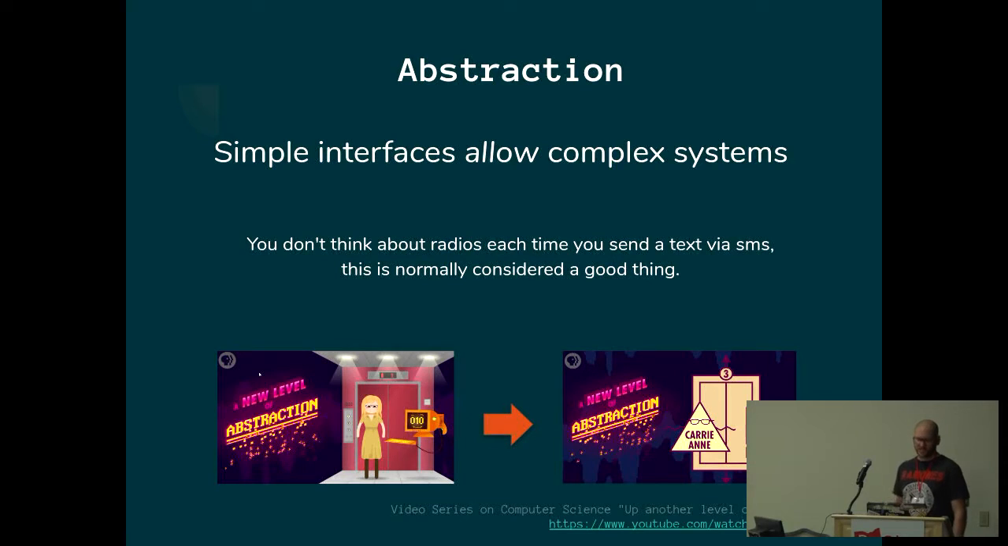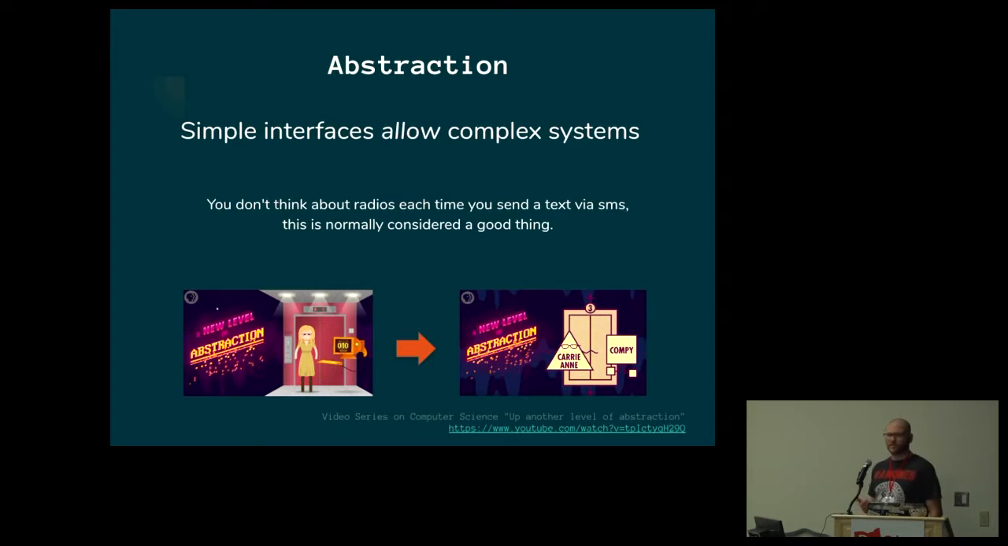So my motivation for this talk. Computer science is built on layers and layers of abstraction. A simple interface allows complex systems to be built. So every time you send a text, you don't have to think about the radio. You don't have to think about your software stack. You send your text and everything just happens for you. This is really good because it allows you to get a lot of things done with the smallest amount of code, and it makes the world convenient, and it makes it the world that it is today. But it also hides a lot of things.